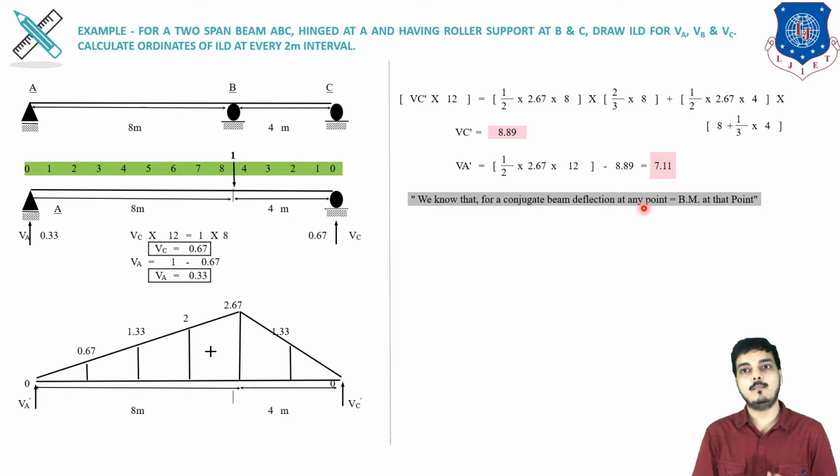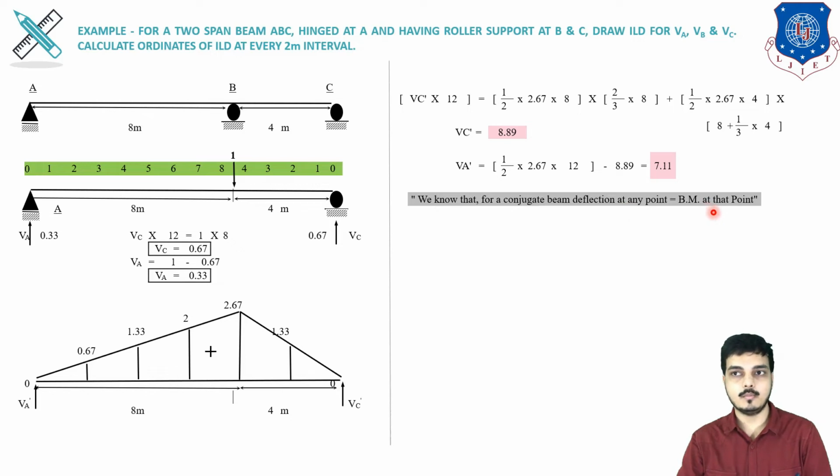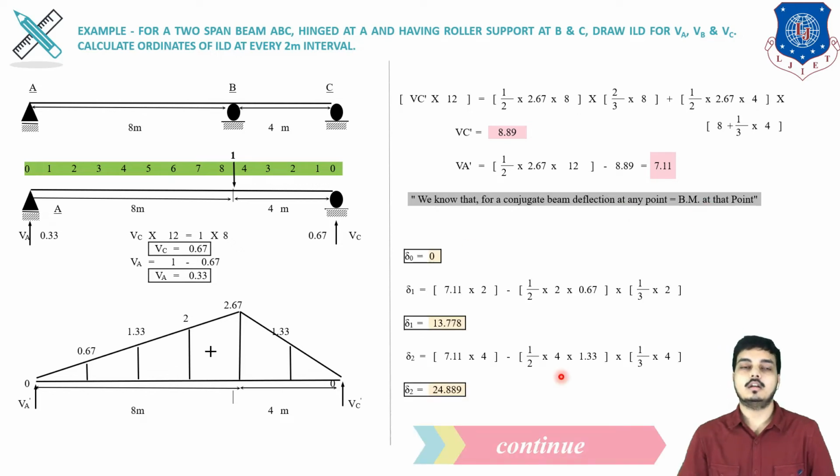Because with the help of VA dash and VC dash only, we can find out our delta at each 2 meter interval. Without them, we cannot find out delta. So now we know that the conjugate beam deflection at any point is nothing but bending moment at that point. Now the delta is nothing but same as we were doing in previous sums, but the technique is different.